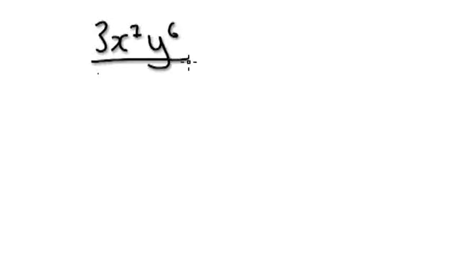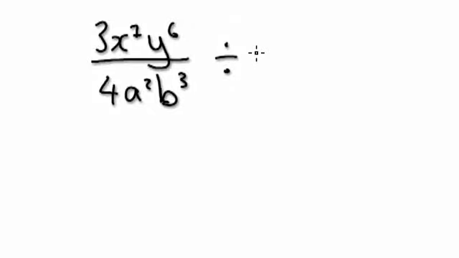Now divide is the same thing, but to the bottom. So if I were to give you 3x to the power of 7, y to the power of 6, divided by 4a squared b to the power of 3, divided by let's say 2a to the power of 5, b to the power of 6.